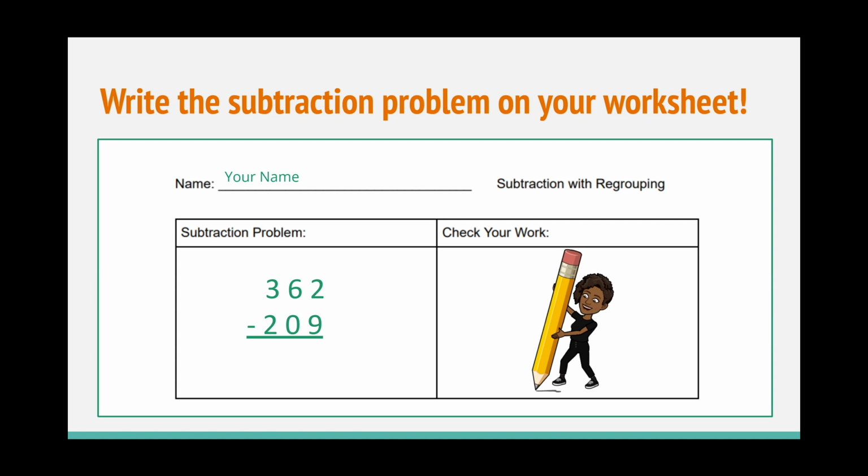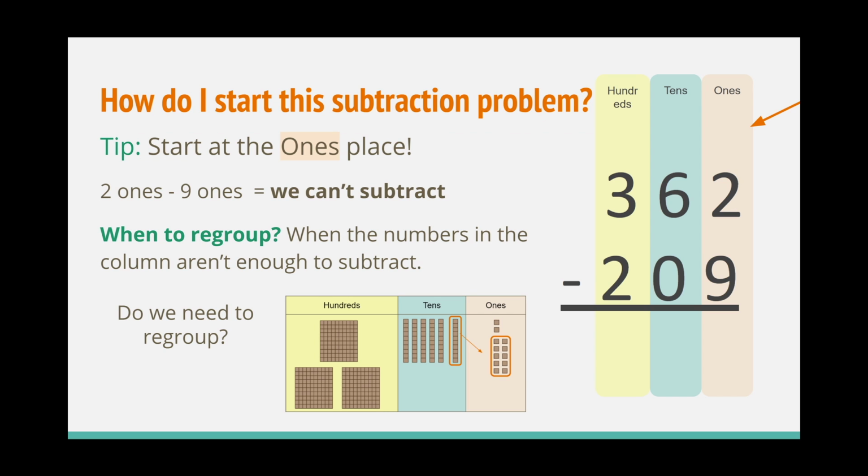So the first thing I want you to do is write the subtraction problem on your worksheet. And if there's not that space on your paper, that's okay, just follow along. So how do I start this problem? Tip: we start at the ones place. We always have to start there. Like I said before, we have 2 ones and 9 ones. We can't subtract. So our question is, do we need to regroup? Our answer is yes, we do.